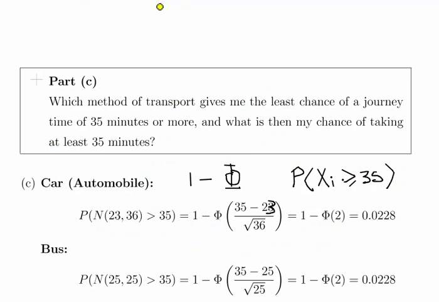Now, what method of transport gives me the least chance of a journey time of 30 minutes or more, and what is the chance of my taking at least 35 minutes? Essentially what we're looking for here, I actually wrote it in already, I was doing a little practice run. This is what we're asked for: the probability of X greater or equal to 35 minutes.